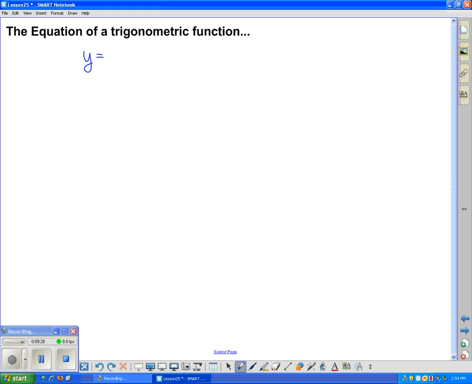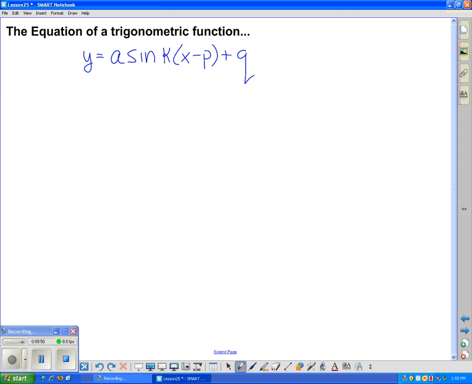So we're either going to have, and I'm just going to use the sine because the variables might be different depending on the teacher you have. So this is the equation. That is a really weak looking Q. There we go. That's pretty nice. So y equals a sine k(x minus p) plus q.